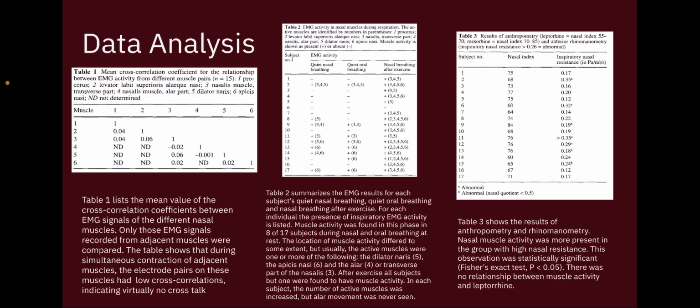Muscle activity was found in this phase in 8 out of the 17 subjects during nasal and oral breathing at rest. The location of the muscle activity differed to some extent, but usually the active muscles were pretty consistent. And then, in each subject, the number of active muscles increased, but alar movement was never seen. Table 3 showed that the nasal muscle activity was more present in the group with a high nasal resistance. The observation was statistically significant using Fisher's exact test and a p-value of less than 0.05. There is no relationship between the muscle activity and leptorrhiny, which is just the narrowness of the nose.